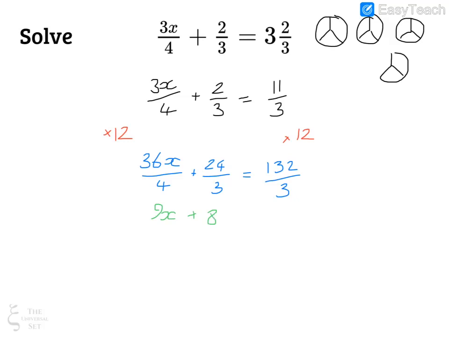And 132 over 3, perhaps this is the point where you reach for a calculator or you reach for a bus stop. It's going to be 40, is it 44? I think it's going to be 44. Maybe let's check that in a bus stop. So I'm going to write 44 and then we'll test it over here. 132 divided by 3. Let's see what we've got.